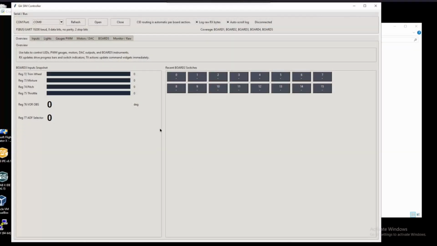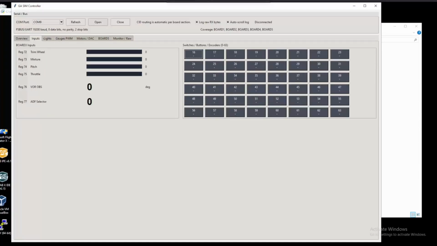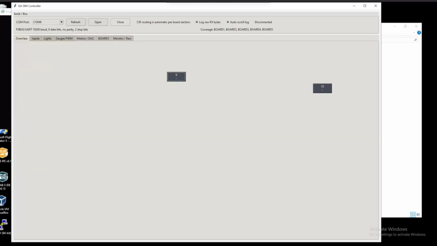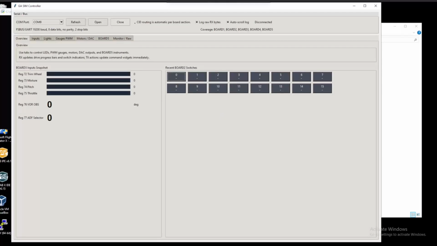So here I have the General Aviation Sim controller. It's this one I'm going to use to check if the sim is fine, if the hardware is fine. It has a lot of inputs and outputs, of course. I'm not going into the details, but you have inputs, outputs, the gauges PWM. You recognize here the VOR and the glide slope. That's the one which is interesting for us. And let's go ahead and open the port.